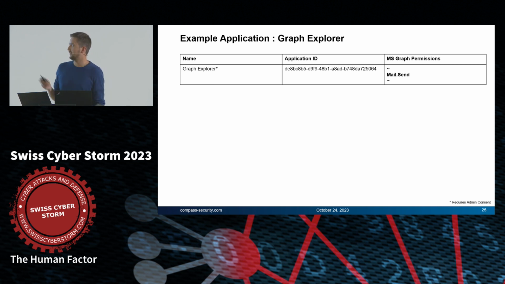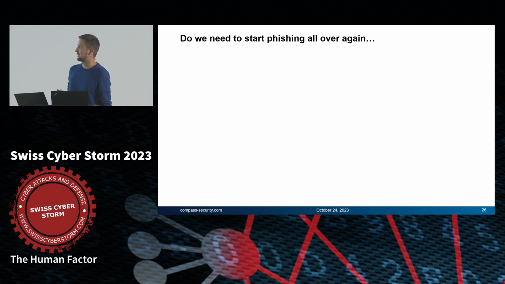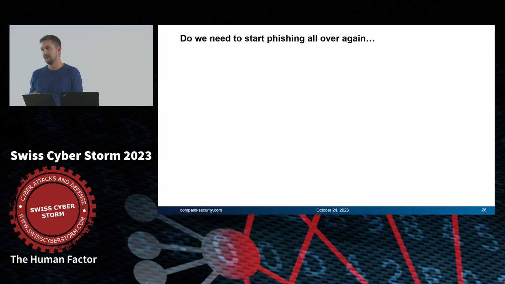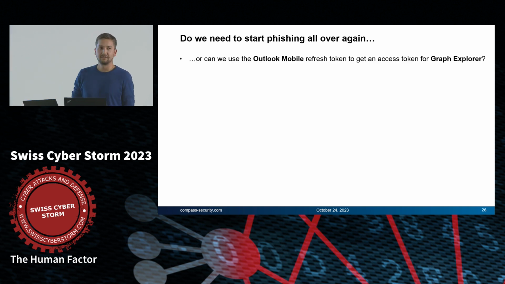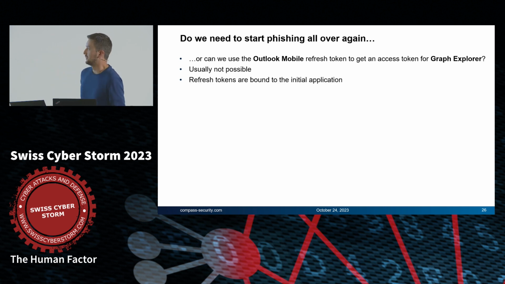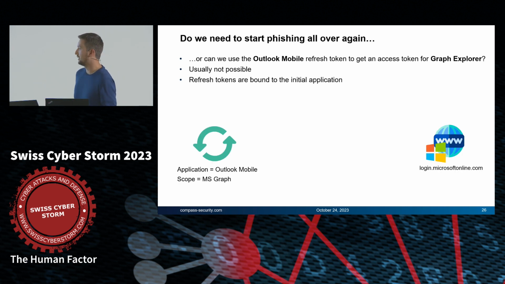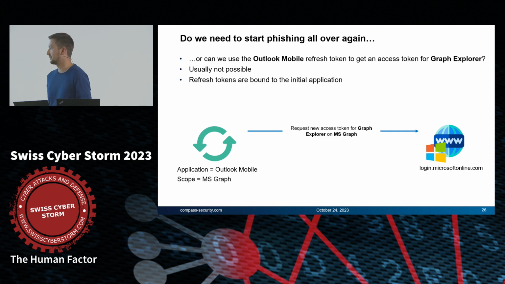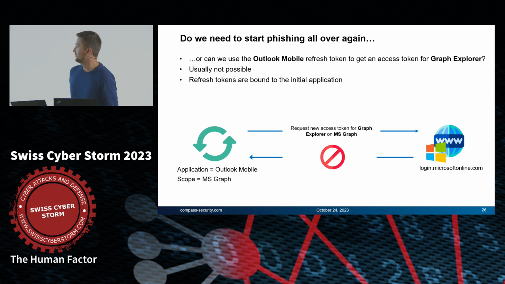If we look around, maybe we find Graph Explorer, which has this Mail.Send permission. And the big question is, do we have to start our phishing process again, where we say, okay, we are now Graph Explorer, please user, log in, and so forth? Or maybe there's a way to use our Outlook Mobile refresh token to gain an access token for Graph Explorer, where we can then send an email. This is usually not possible, because the refresh token is bound to the initial application, so we are bound to Outlook Mobile. If we request Graph Explorer on MS Graph, no, it's not possible.